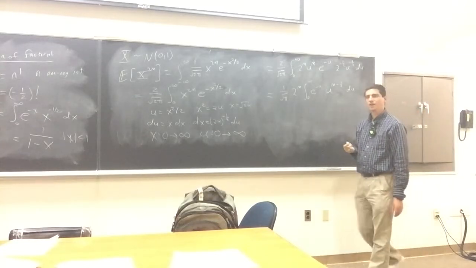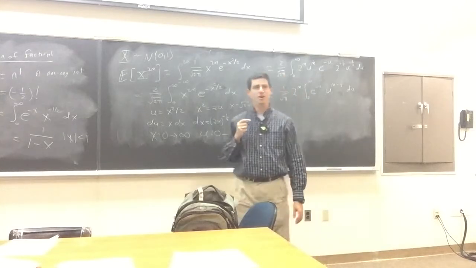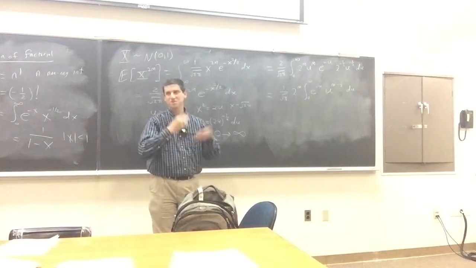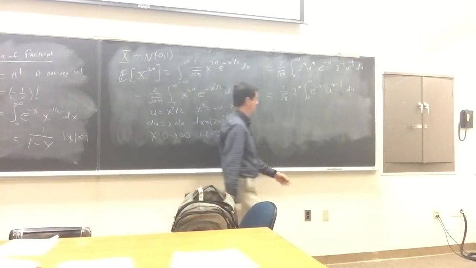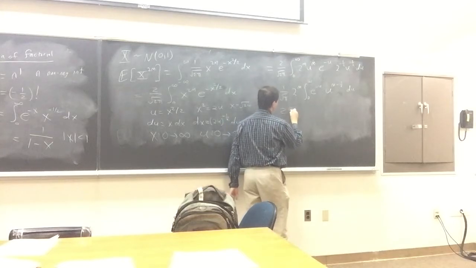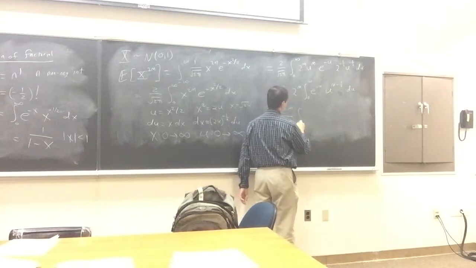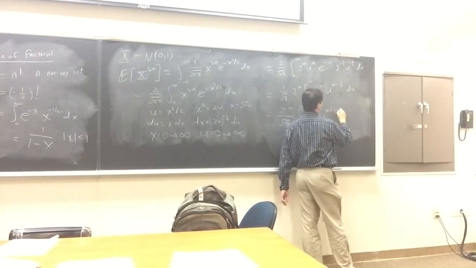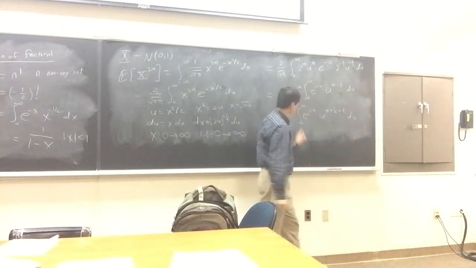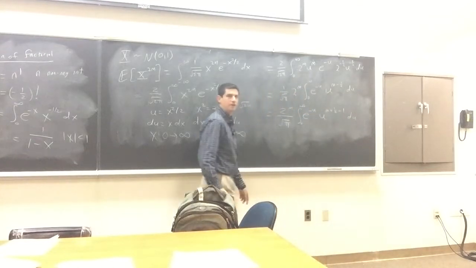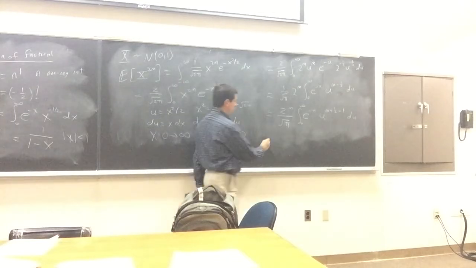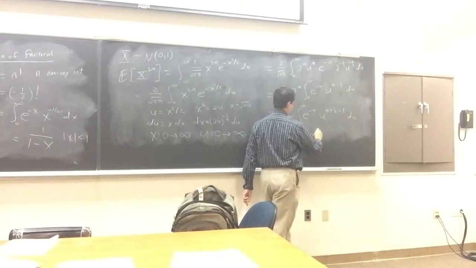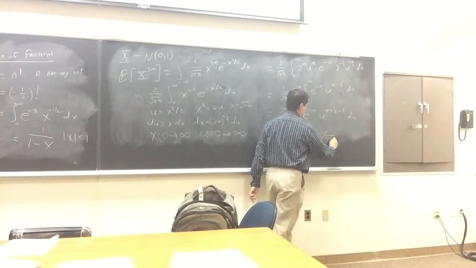Add 1 and subtract 1 to the exponent? I'm sorry, add 1 and subtract 1 to the exponent, so add 0. Okay, I would have added a half and subtracted a half. It doesn't really matter how you do the grouping, but yes. So this is now the same as 2 to the m over square root of pi, integral from 0 to infinity of e to the minus u to the m plus a half minus 1 du. What is this integral? That's just gamma of m plus 1/2. So this is 2 to the m gamma of m plus a half divided by square root of pi.